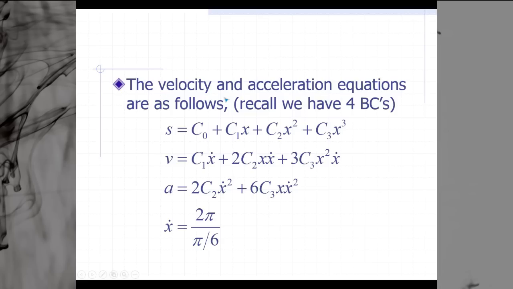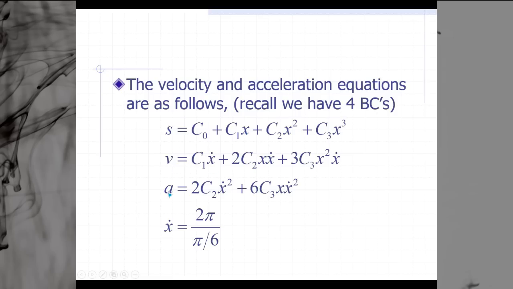So the velocity and acceleration equations are as follows. Recall, we're working with 4 boundary conditions, so we have a power of 3 on our position equation. We differentiate that and we get a velocity equation. Notice in this particular case we are differentiating with respect to time, and so when we differentiate our position equation, we get a velocity equation and our x's become x dots.